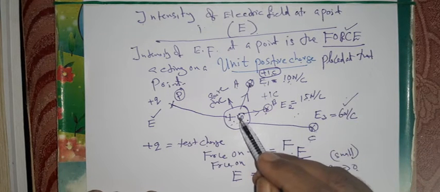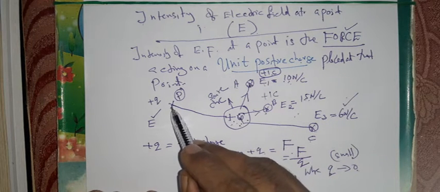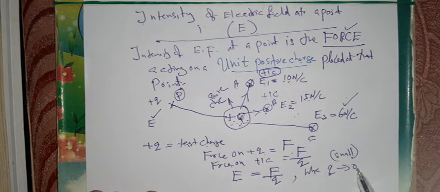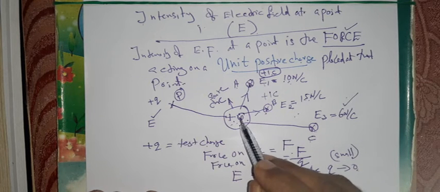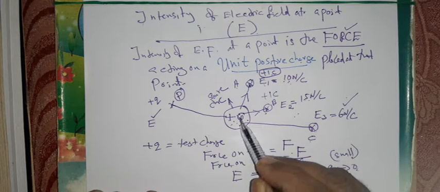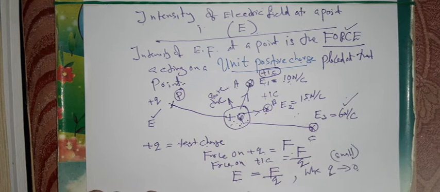Therefore, the force should be small. Because of that, what do we do? You are placing a small charge, extremely small charge, and the force on the source charge will not be enough to move its position. That is why we are taking the condition Q to be tending to 0.